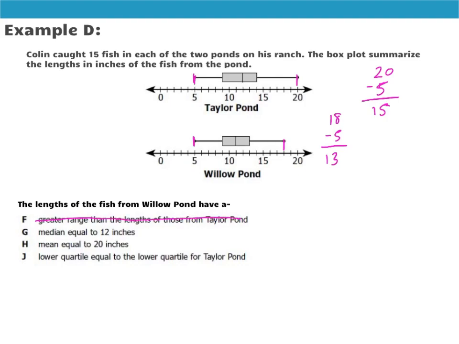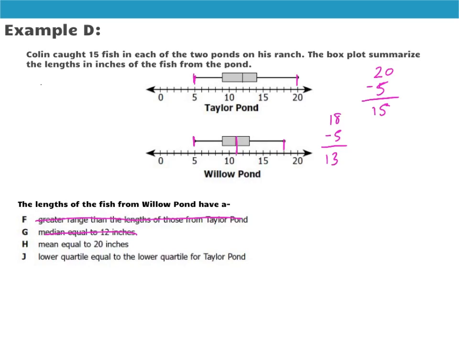Letter G says the median is equal to 12 inches. So taking a look at Willow's pond, the median does equal 11 inches here, as we can see on our graph. So that is not correct either. Looking at letter H, it says that mean equals 20 inches. Now this is talking about finding the average. We cannot find the average using a box plot. So that's another thing that we now know.